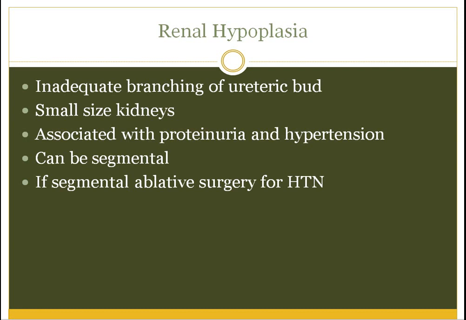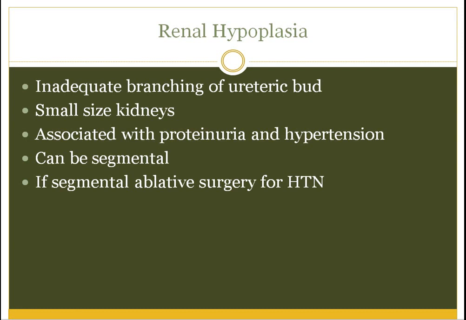So renal hypoplasia is inadequate branching of the ureteric bud. If you remember from my embryology talk, I said that it depends on the ureteric bud, which undergoes branching, and that branching determines the number of nephrons formed. So if there is inadequate branching of the ureteric bud, then you will have fewer nephrons and smaller kidneys. When you have smaller kidneys, you are exposing small kidneys to a bigger body surface area, because as the kid grows into an adult, there is more blood to clean up.